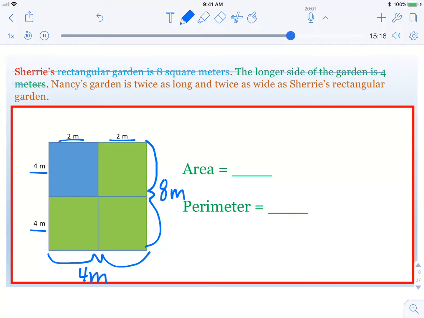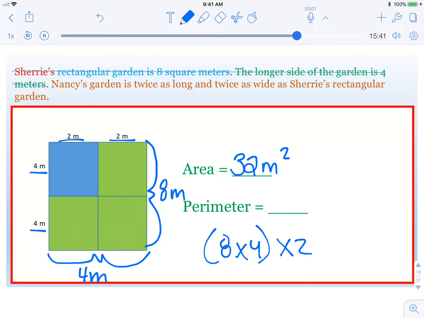So the area, if it's twice as long and twice as wide, would be 8 times 4. 8 times 4 is 32 meters squared. Okay, and the perimeter would be 8 plus 4, which is 12. 12 times 2 is 24 meters.